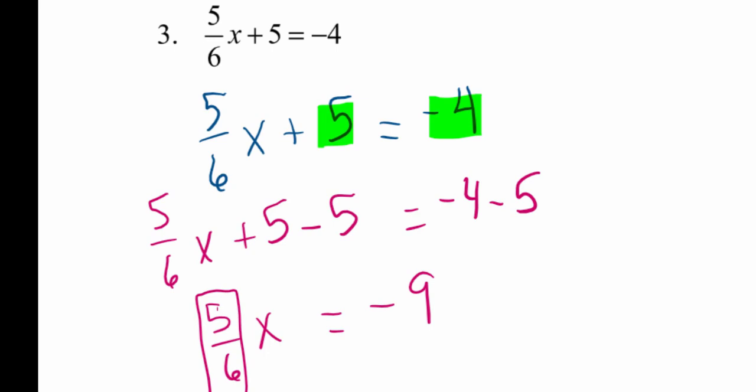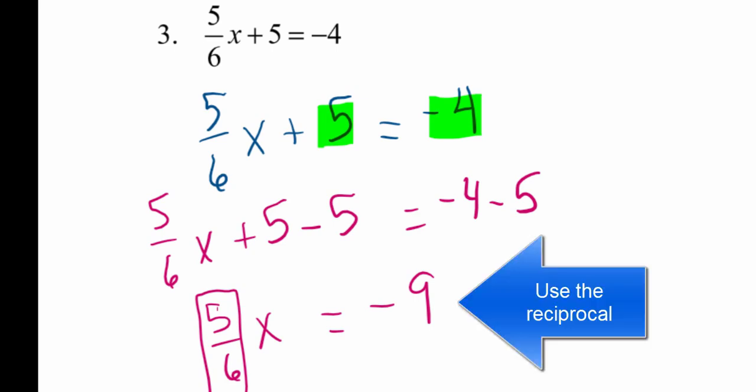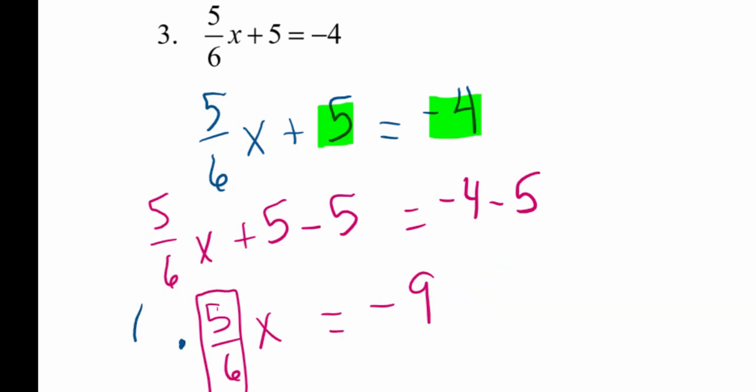Okay, we're looking at the coefficient of x. It's a fraction, it's 5/6. So how do we change that to a 1? In our last video, we talked about using the reciprocal. So we're going to multiply both sides by the reciprocal of 5/6. And what's the reciprocal of 5/6? That's 6 over 5.